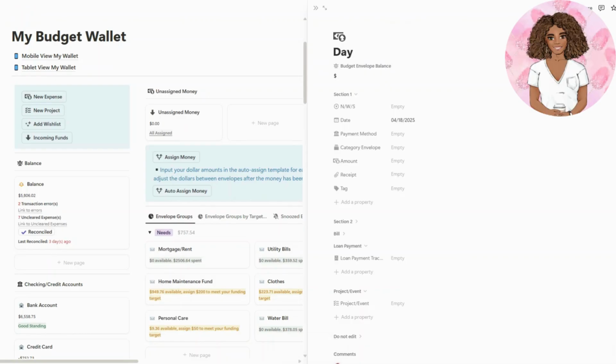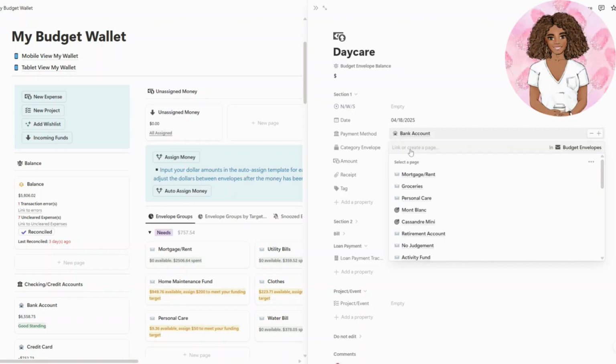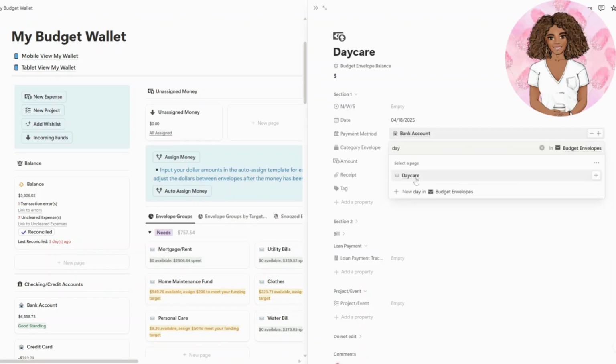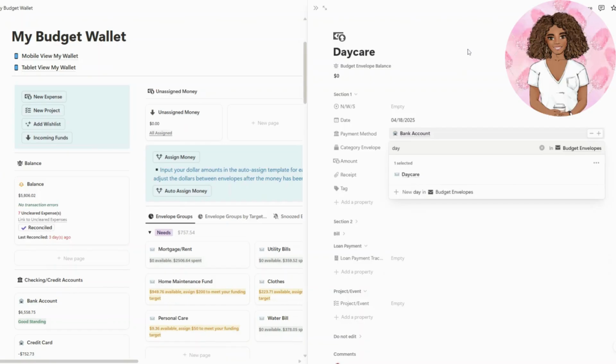The next one is daycare. And this was paid out of my checking account as well, and the envelope is daycare. The amount is 187. And same thing here, it's negative, but once I enter in my paycheck and get it assigned, the balance will come back to zero.